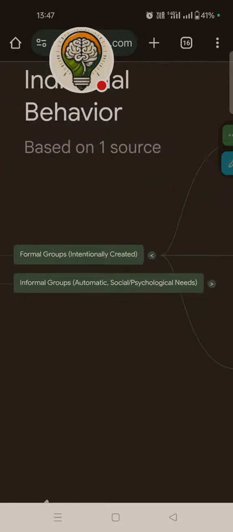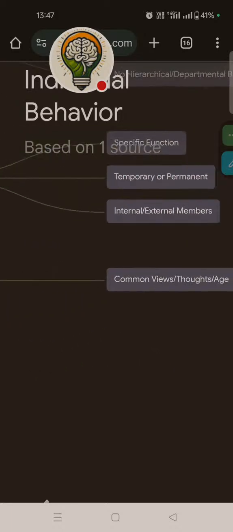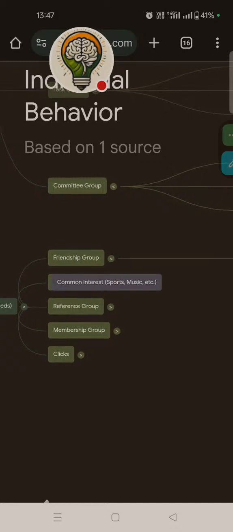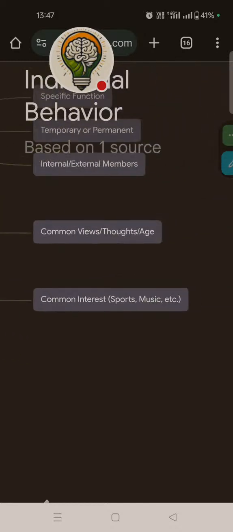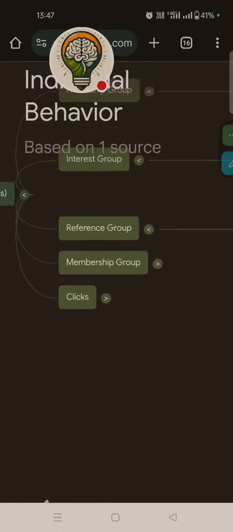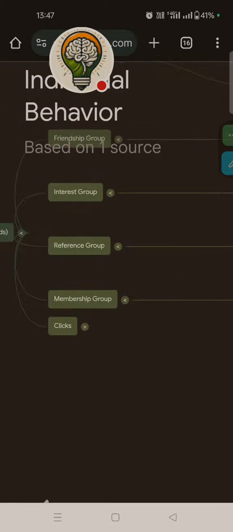Then comes the informal group, which meets automatic social and psychological needs. Friendship group: common views, thoughts, and age. Interest group: common interests like sports and music. Reference group: similar characteristics, business, and qualification. Membership group: subscription based, like a gym or a YouTube subscription.